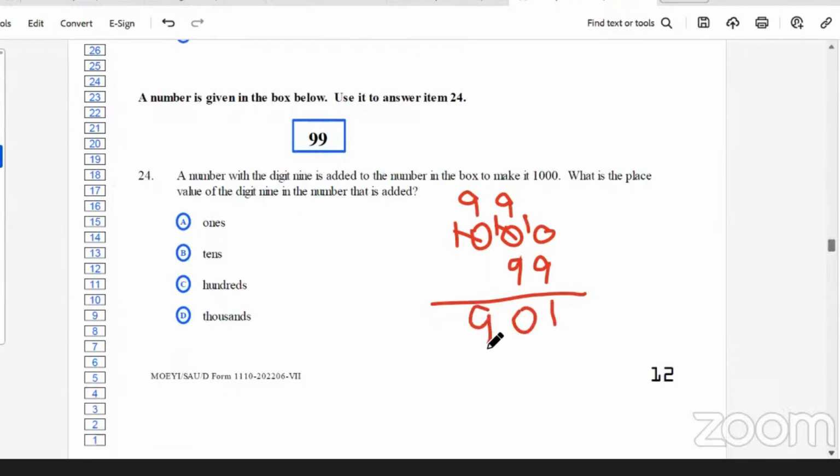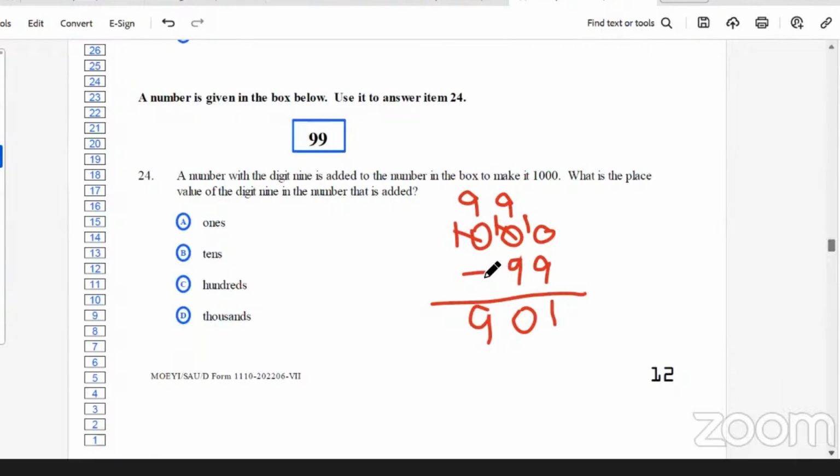109. So the answer would be 901. That's the only number that you can add to 99. So that would be a quick way to find out what the number is without guessing. All right, so when we look at the number, we would add 901 to 99.